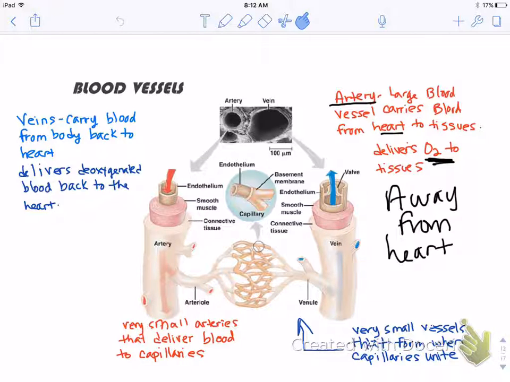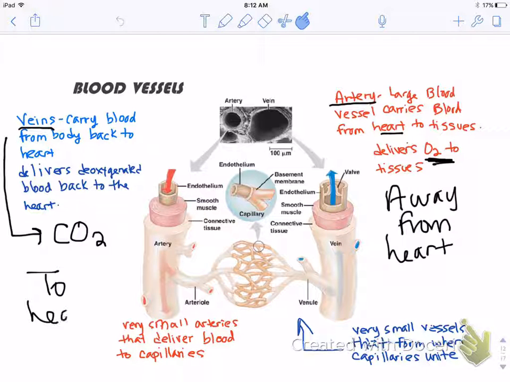Veins, on the other side, carry blood from the body back to the heart. They carry deoxygenated blood back to the heart so you can pick up oxygen at the respiratory system. So if veins carry deoxygenated blood, veins are going to be carrying the carbon dioxide. So veins carry to the heart, and arteries carry away from the heart.